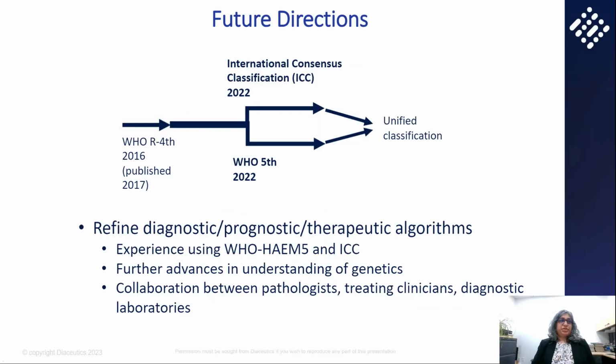Where are we going in the future? Well, while we have all these differences, they allow us to look more closely at our classification criteria. Over the next few years, we can refine our diagnostic, prognostic, and therapeutic algorithms based on our experience using the two classifications, based on further advances in our understanding of genetics, and more collaboration between the pathologists, treating clinicians, and diagnostic labs. And the hope is that with all of these, we will have more evidence-based guidelines resulting in a unified classification. At least that is our hope.